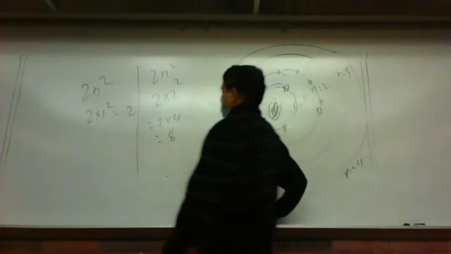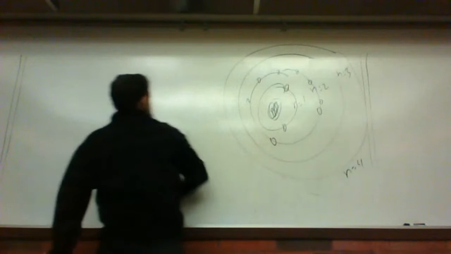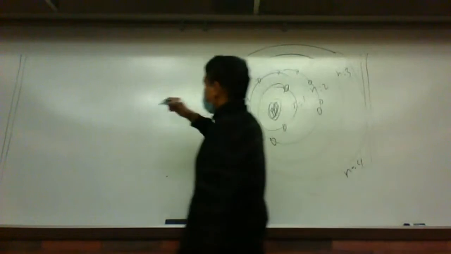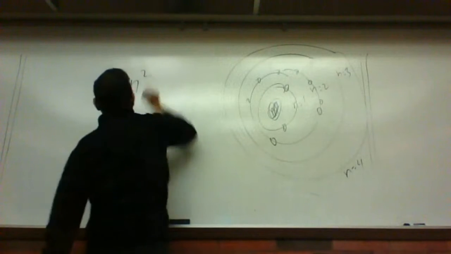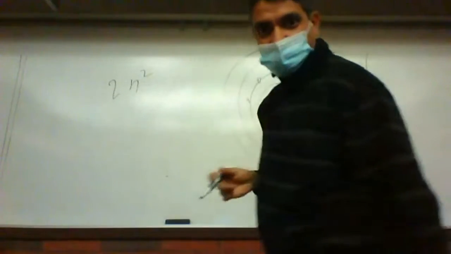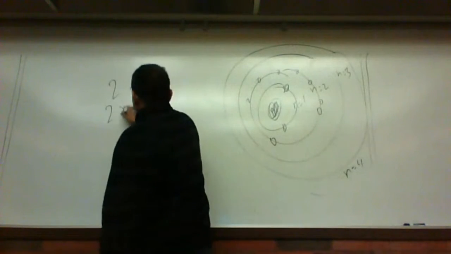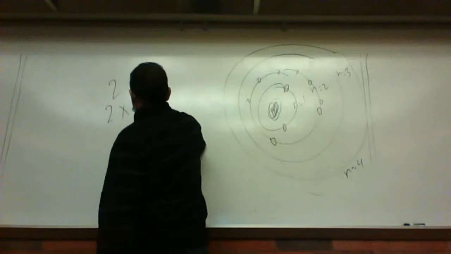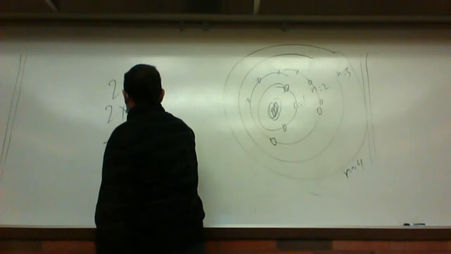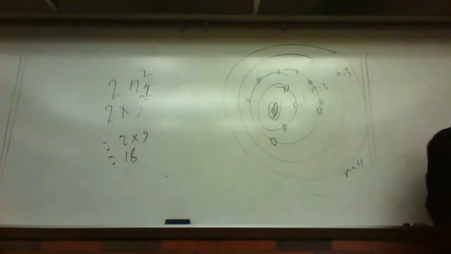Now let's see how many electrons I can put in the third orbit. Using 2n², n is 3, and 3 squared is 9. So 2 multiplied by 9 is 18. I can put up to 18 electrons in the n equals 3 orbit.